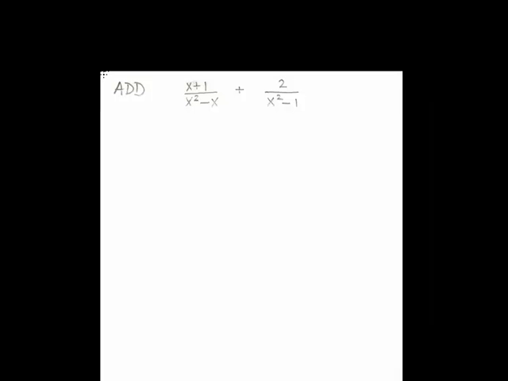Now we're going to do an example where we add two rational expressions where we have to factor the denominators first. Here we're adding (x + 1)/(x squared minus x) to 2/(x squared minus 1). These denominators are not factored. We must first factor them to determine what the common denominator is. The first denominator factors as x times (x - 1), and the second denominator factors as a difference of squares, (x + 1)(x - 1).